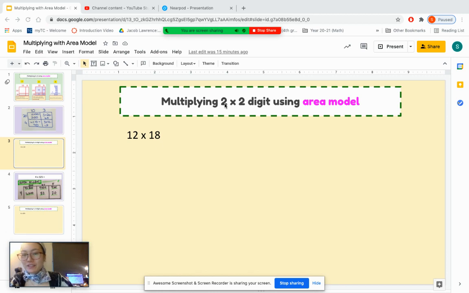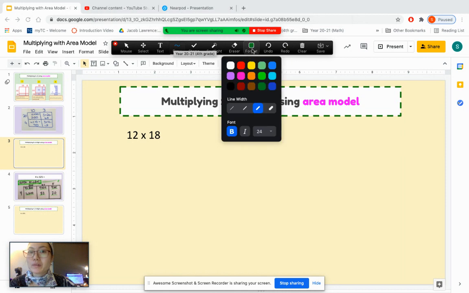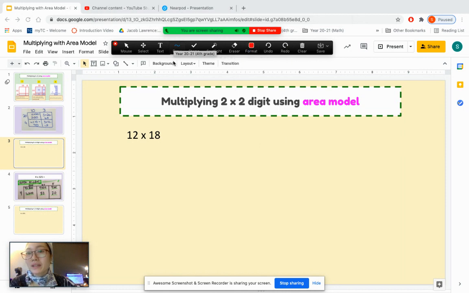All right, let's dive into some practice questions. First, we're going to multiply 2-digit times 2-digit using the area model. So we have 12 times 18, and as usual, we're going to write 12 in expanded notation, meaning you're stretching out the number. 12 equals 10 plus 2. So we already know we need 2 columns, 2 rows in our rectangle.